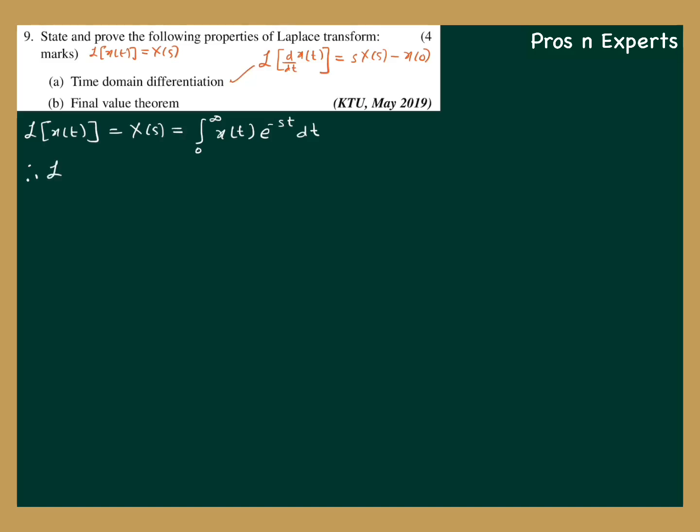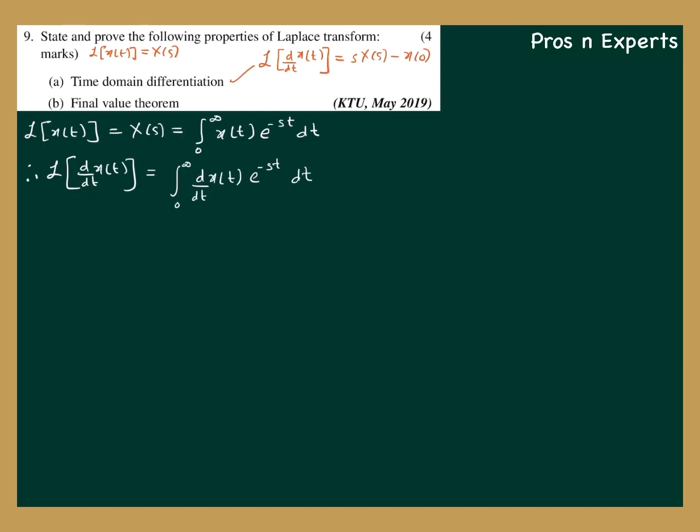Therefore the Laplace transform of d by dt of x of t is equal to, here you have to take care that L of x of t means integral x of t into e raised to minus st. So L of d by dt of x of t will be equal to the integral from 0 to infinity of d by dt x of t into e raised to minus st dt. Now you need to evaluate this integral.